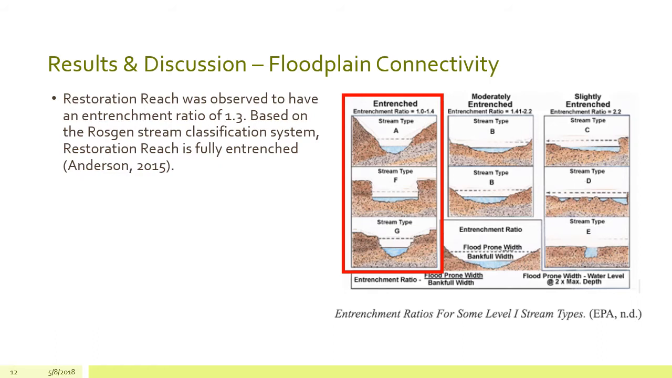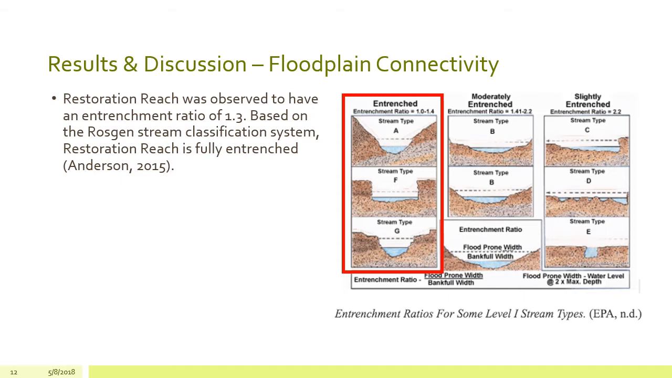Restoration Reach was observed to have an entrenchment ratio of 1.3. Based on the Rosgen stream classification system, Restoration Reach is fully entrenched. And just to clarify, I got the entrenchment ratio of 1.3 from a report. I didn't go in the field and measure that.